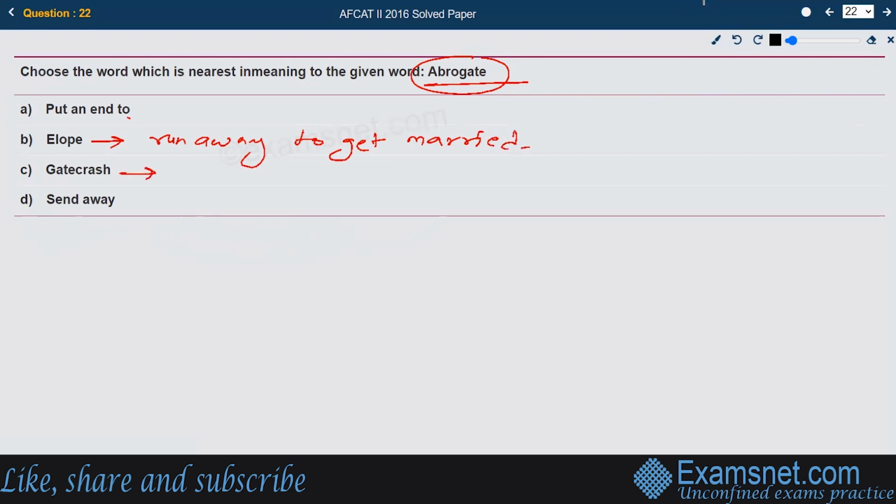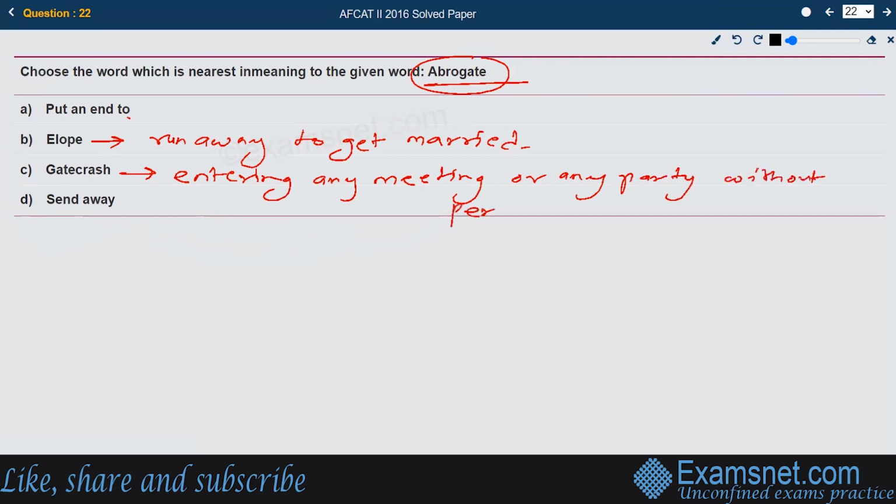Next is gate crash. Gate crash means entering any meeting or party without permission. Next is send away, to send someone away from home or from some place. And the right answer for the word abrogate is option A, put an end to. If you stop something or put an end to something, that is what abrogate means. Option A is the right answer.